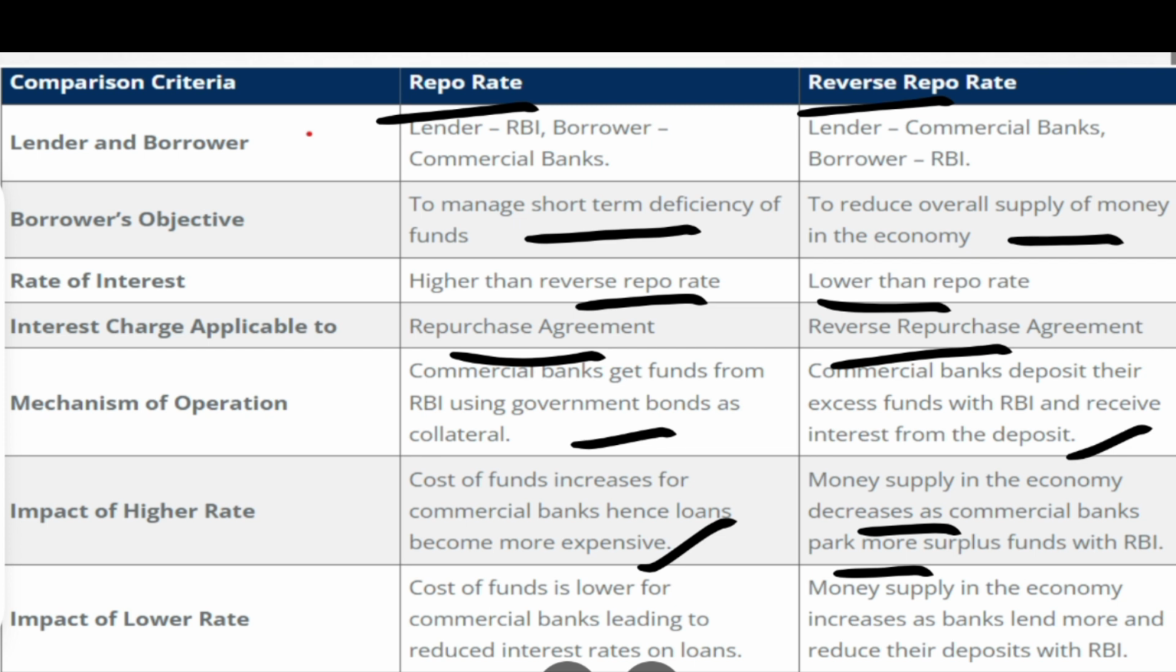In the case of reverse repo rate, the commercial banks park their extra funds with the Reserve Bank. The cost of funds is lower for commercial banks, leading to reduced interest rates on loans, and money supply in the economy increases because the banks are lending more money and depositing the money with the Reserve Bank.